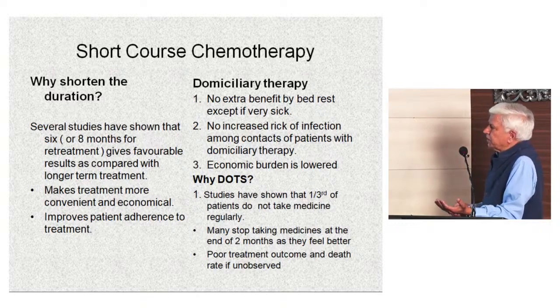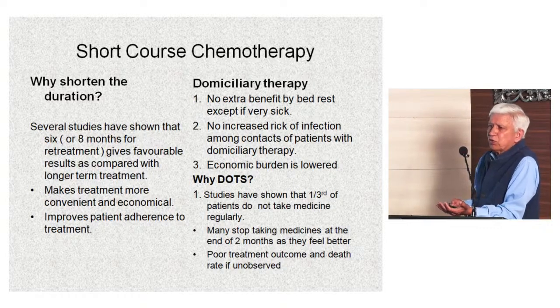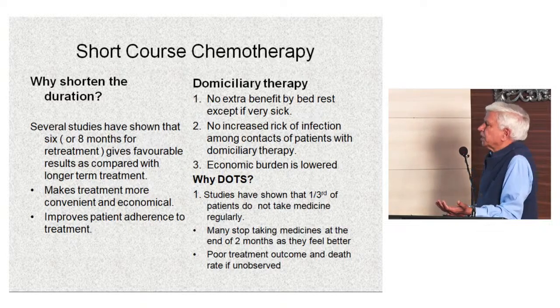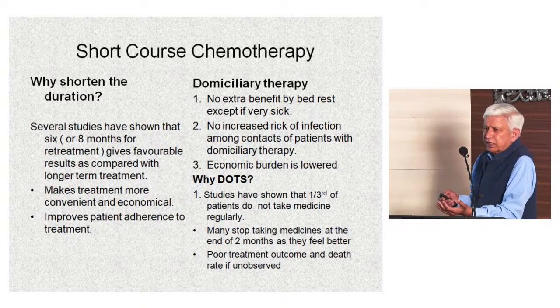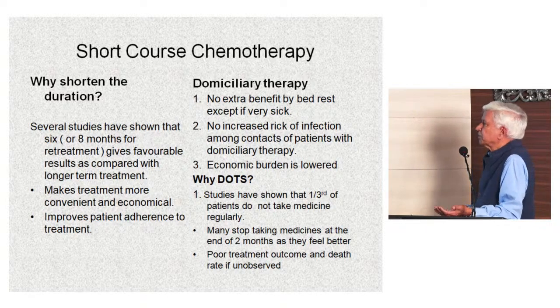So these are the three principles of the program, which are most important. One is the short course. Then second is domiciliary therapy, you see. All these studies were done in India and elsewhere as well, in Africa. Earlier, people used to be admitted for the whole 1.5 years to 2 years. Then the Madras Chemotherapy Center, as it was called at that time, and subsequently it became the National Tuberculosis Center and so on. They showed domiciliary treatment is equally good because there is no extra benefit from bed rest except in very sick patients.